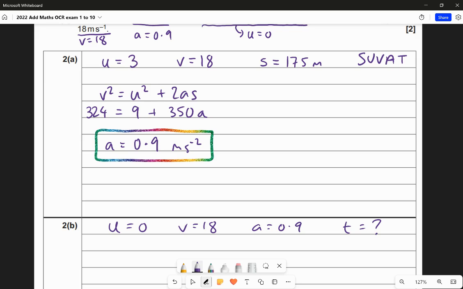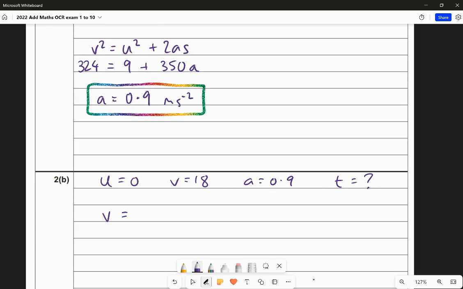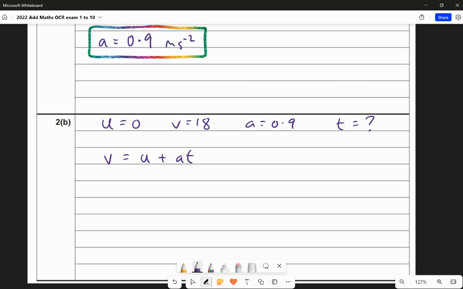So you're looking for the SUVAT equation which involves U, V, A, and T. And that one is just V equals U plus AT. The final velocity is the initial velocity plus the acceleration multiplied by the time. And so we just substitute values in. So V is 18, U is 0, A is 0.9, and we solve that. So we divide both sides by 0.9. And to find T, T is 18 divided by 0.9, which gives us 20 seconds. There we go. So that is the answer to part B.